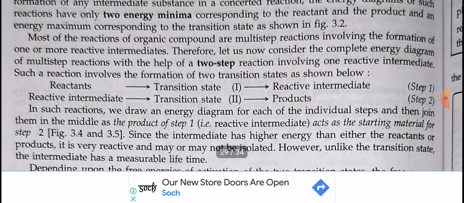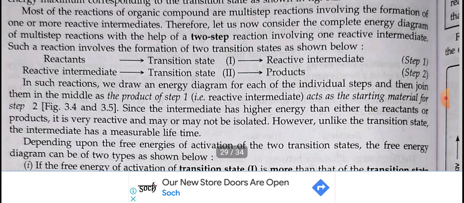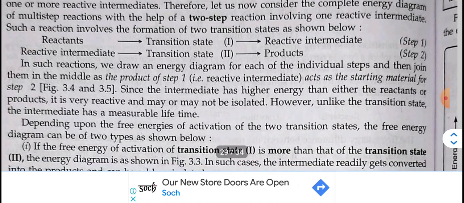Most of the reactions of organic compounds are multi-step reactions involving the formation of one or more reactive intermediates. Therefore, let us now consider the complete energy diagram for multi-step reactions with the help of a two-step reaction involving one reactive intermediate. Such a reaction involves the formation of two transition states, shown below. Reactant, transition state 1, gives reactive intermediate: step 1. Reactive intermediate, transition state 2, gives product: step 2.